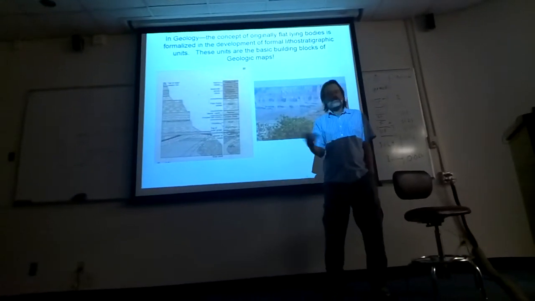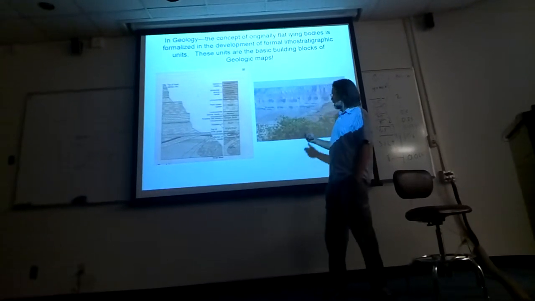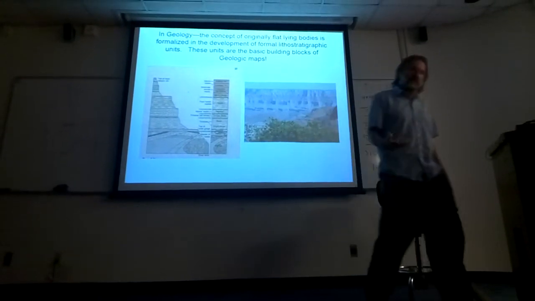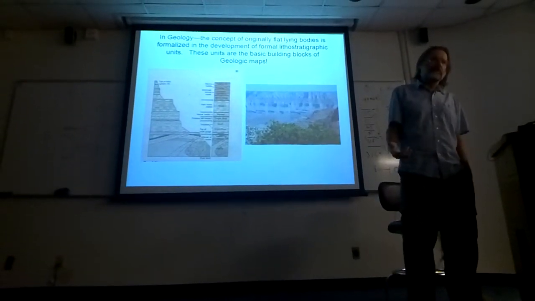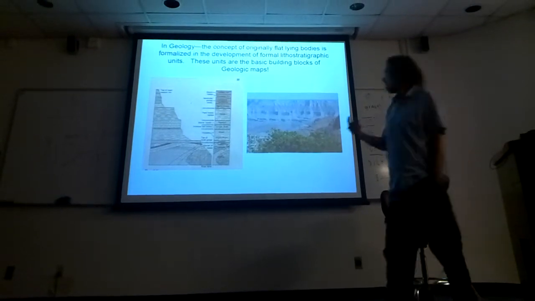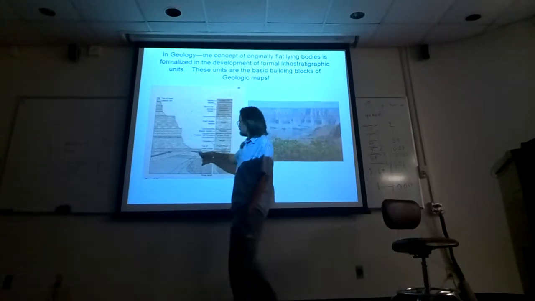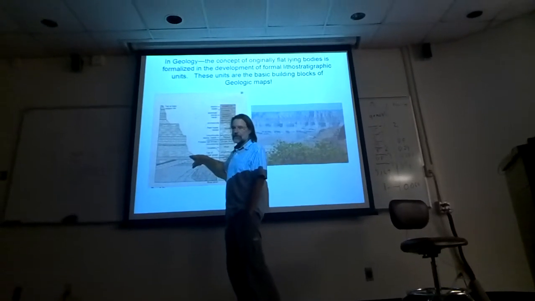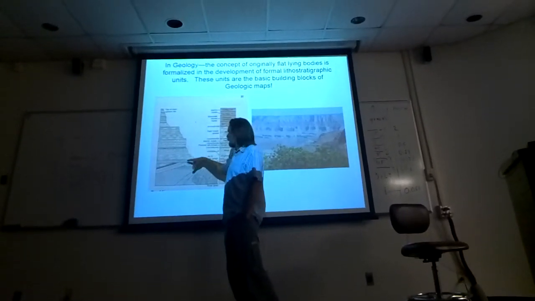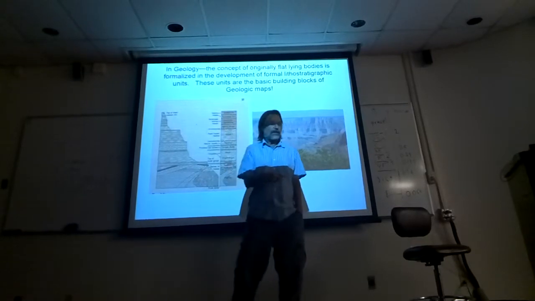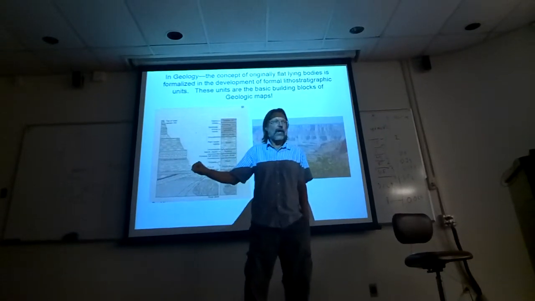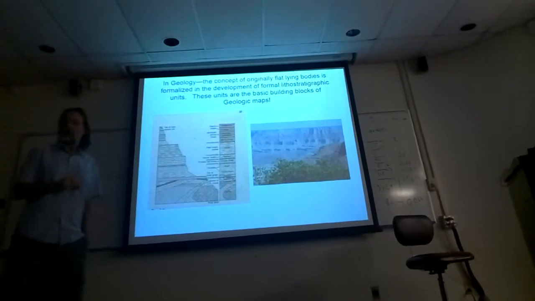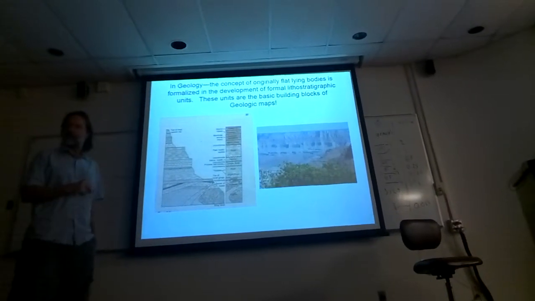We'll go over this in field examples, but the point is, this formalization is what allows us to make geologic maps. Because if you formalize that the Tapeats sandstone is always defined by the first sandstone and the last sandstone going up section, then the next geologist can connect their map to your map, and the maps go together without having a map boundary fault. And we'll talk about why that is.